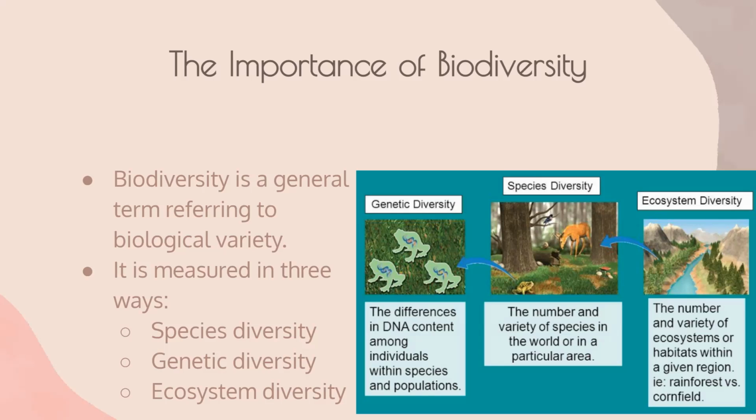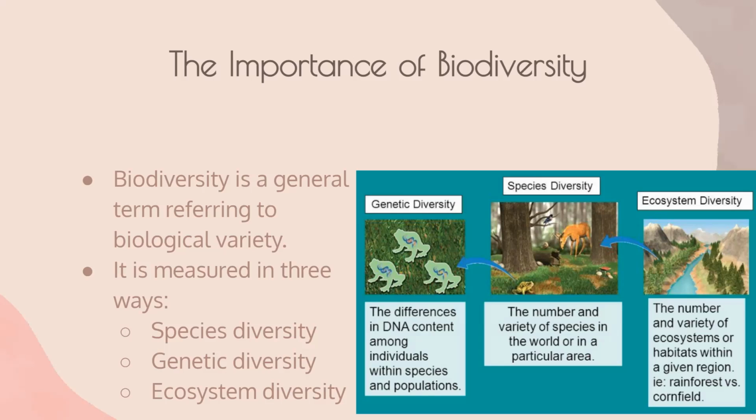And each ecosystem has specific organisms that live within that ecosystem. So when we lose one, like for instance, in North America, we used to have a lot of grassland or prairies. And most of that ecosystem has been lost because we use those areas for agriculture. So the organisms that lived in these prairies no longer have a place to live. So we are losing biodiversity.